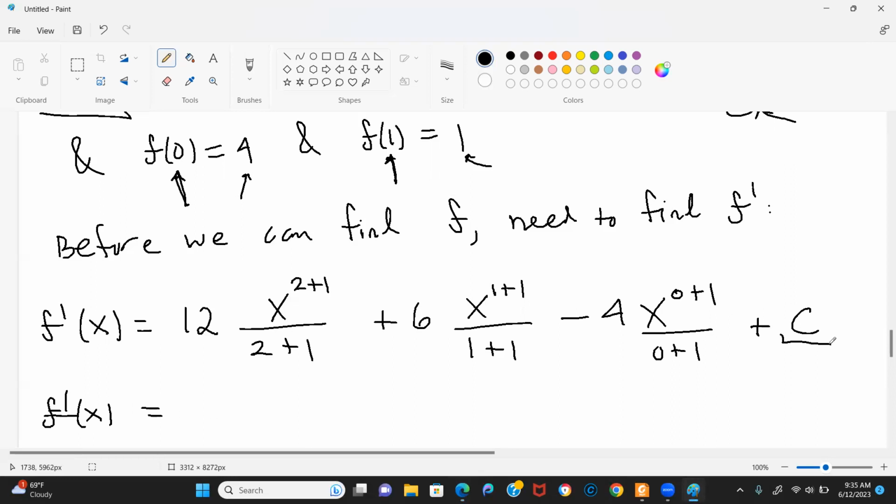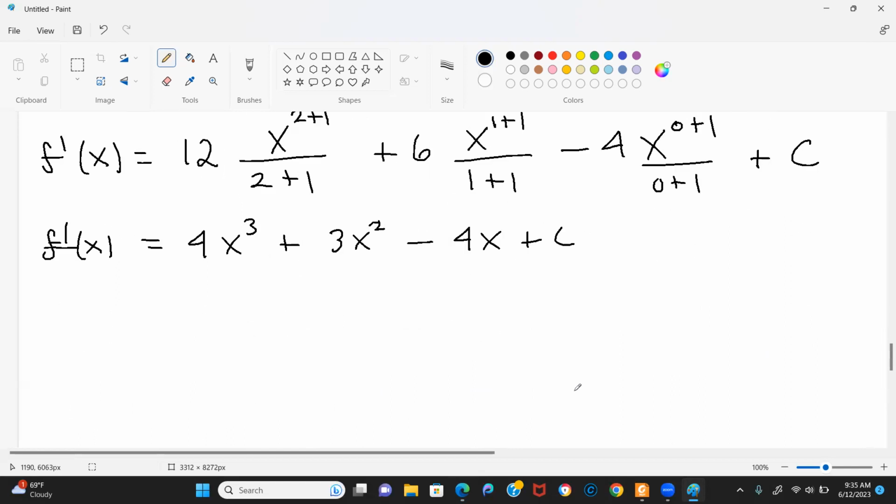So this is going to end up being called the constant of integration. All right, so now we have 12 divided by 3, so that's going to be 4x to the third, plus 6 divided by 2, so it's going to be 3x to the second power. And then we're going to have 4 minus, just minus 4x plus c. All right, so we have f prime of x. All right, so that brings us one step closer to getting f of x.